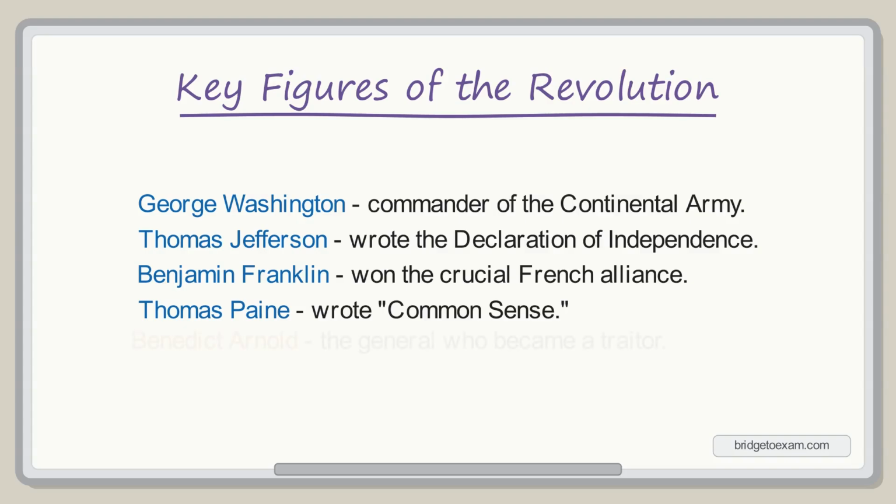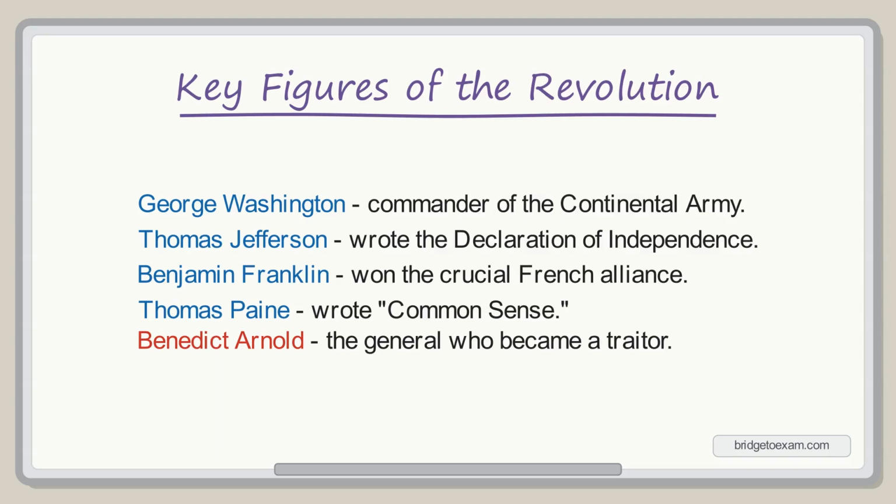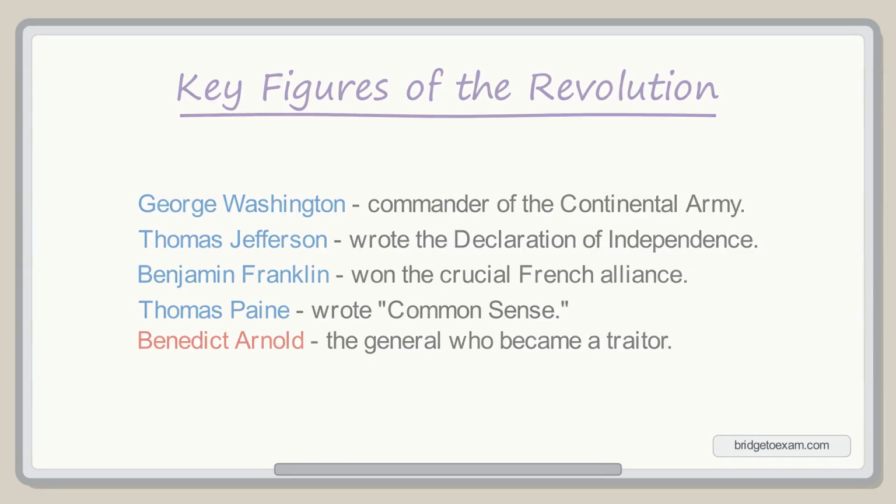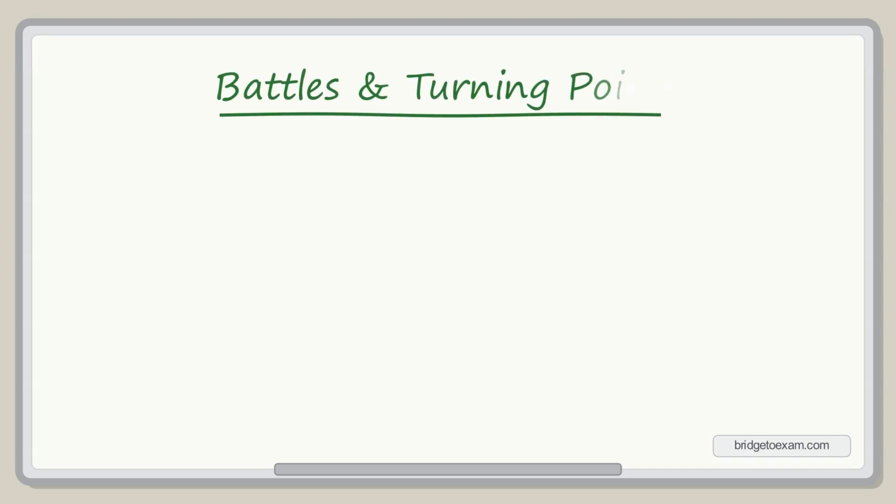And one name became a byword for betrayal: Benedict Arnold, an American general who defected to the British. To this day, calling someone a Benedict Arnold means calling them a traitor. The war dragged on for 8 years against the world's strongest military.